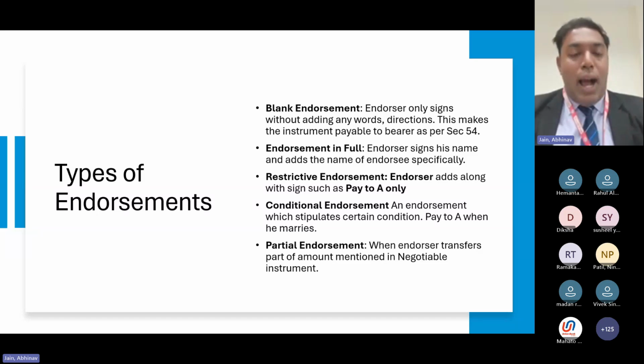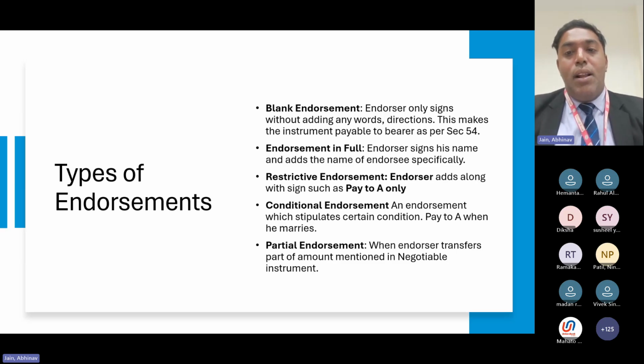That means I have restricted Mr. A from further endorsing that instrument. Again, there is a terminology called conditional endorsement. That means I put a condition, he pays to A when he marries. That means I have put a condition that only if the condition that A gets married is fulfilled, then pay to A. Then again, there is one more endorsement which we call partial endorsement.